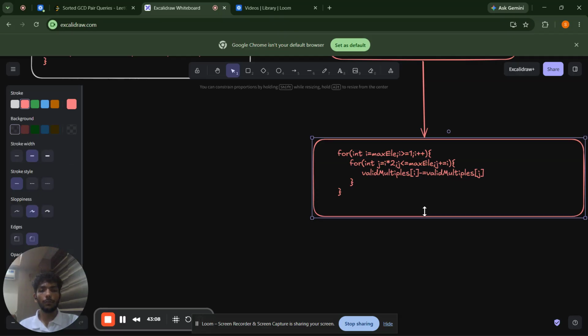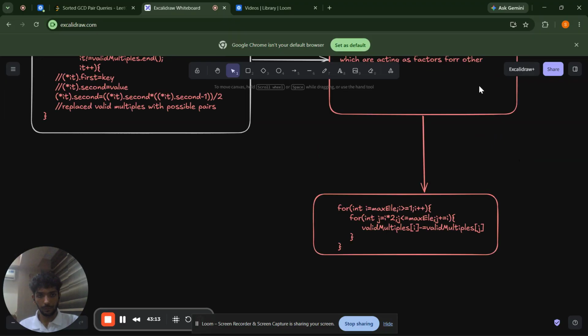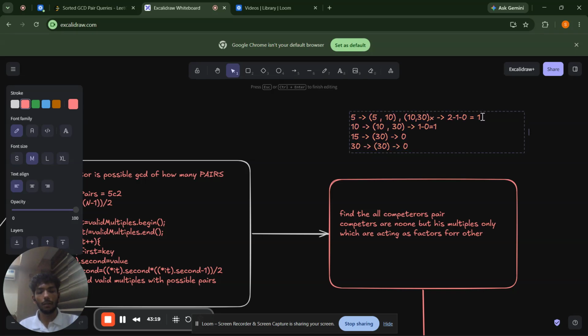So now we have found out which factor is a GCD for how many. Now 5 is a GCD of one pair. We will not find out that it is a GCD of this 5 and 2, and we do not even want to find out that 1 is a GCD of 5 and 10. 5 is a GCD of 5 and 10. We just want to find out how many pairs are there for which 5 is a GCD.